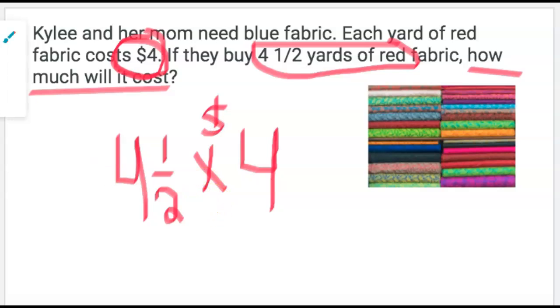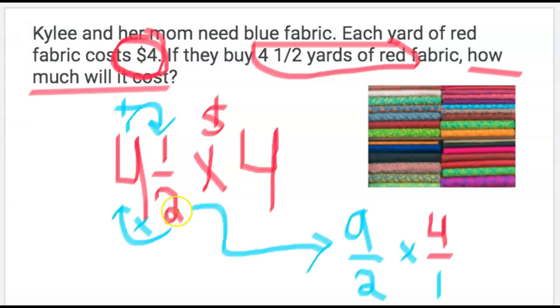Now what we remember about fractions is that in order to multiply, both numbers need to be fractions. So this 4.5 here needs to be turned into an improper fraction. And this 4 needs to be turned into a fraction. When both numbers are fractions, we can multiply.